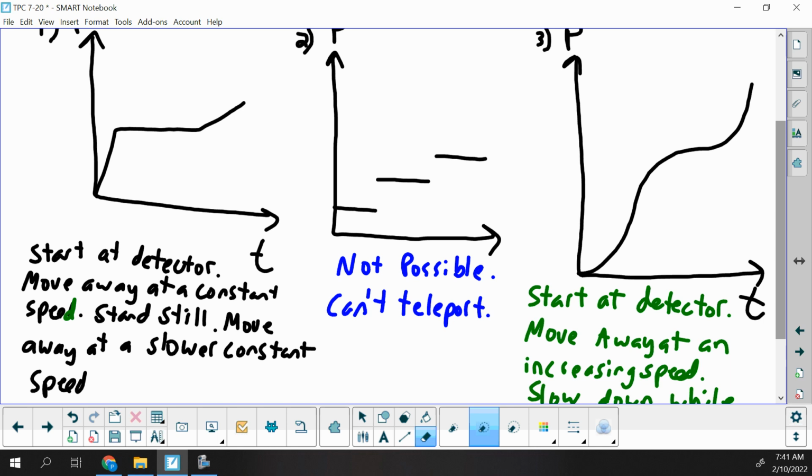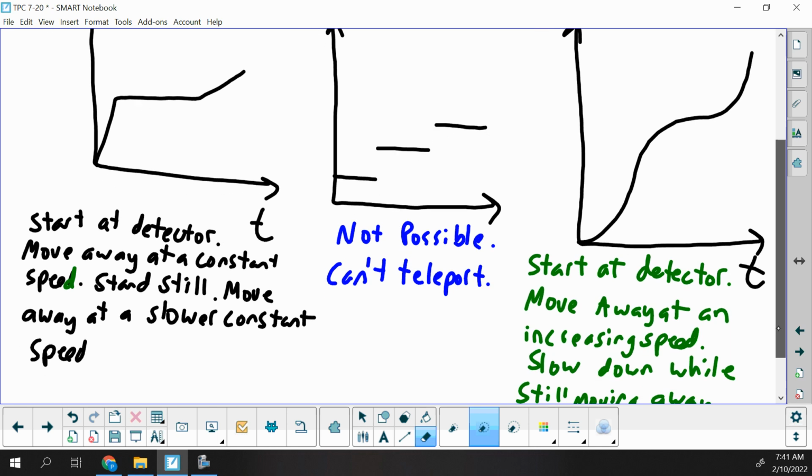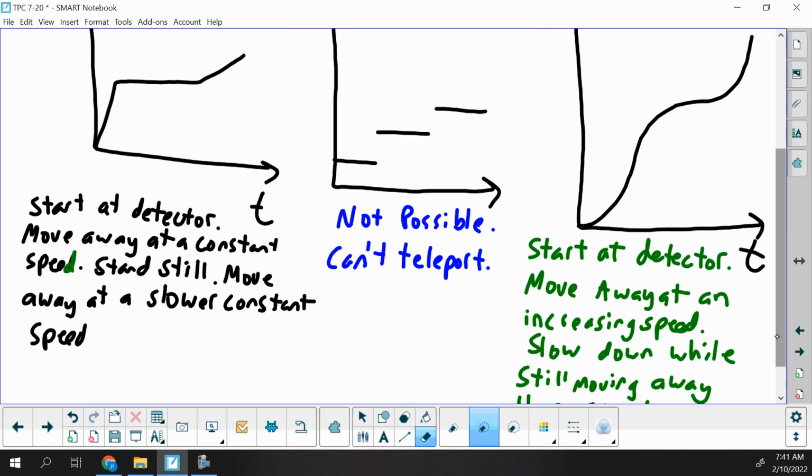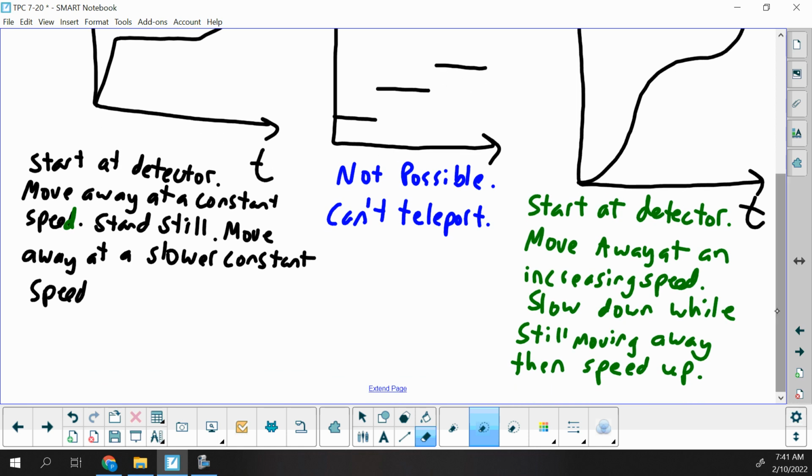Second one is not possible because you can't teleport. And third one, we should be starting at the detector. Our slope is getting steeper, so we move away at an increasing speed. And then the slope starts to flatten out, so we slow down, but we're still moving away. And then that last part where it gets steep again, we speed back up.